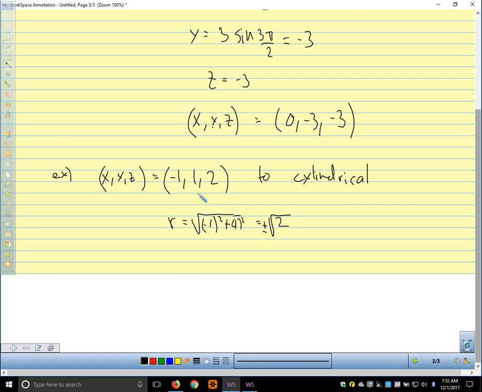And what quadrant are we in here? In the xy plane, we're in the second quadrant, right? X is negative, y is positive. So we'd be in the second octant. In the xy plane, we want a second quadrant angle. So when we do our conversion, we have to make sure we get a second quadrant angle. So tangent theta is 1 over negative 1, which is negative 1. So we need an angle in the second quadrant whose tangent is negative 1. 3 pi over 4.